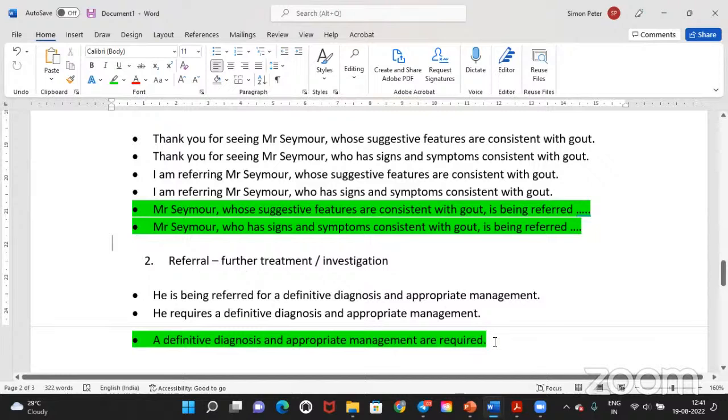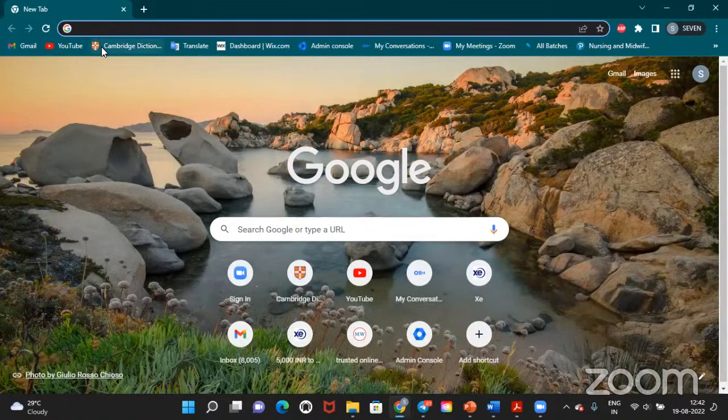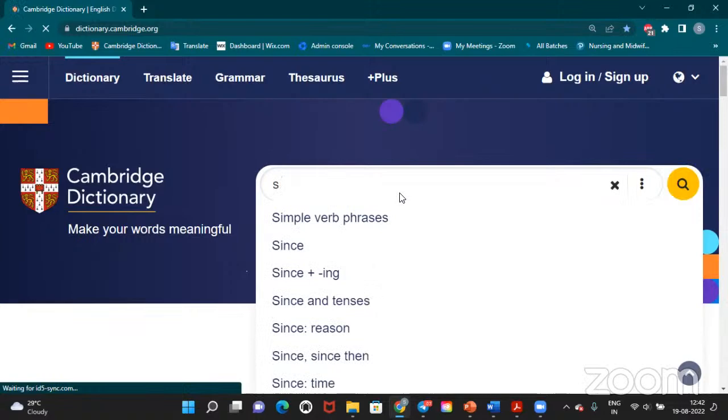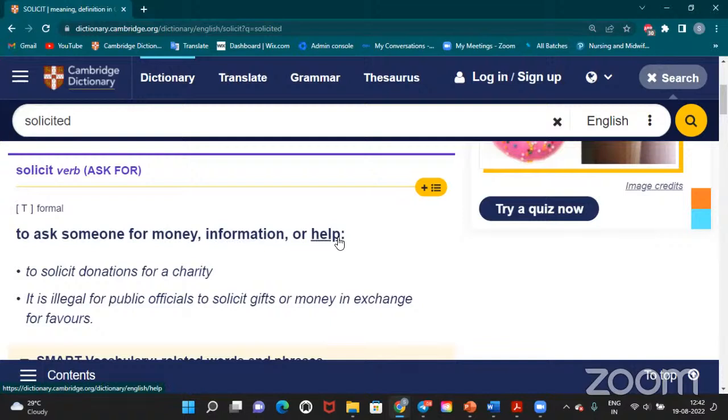Or solicited. Another one. A definitive diagnosis and appropriate management are solicited, are required. Instead of required, you can say solicited. What do you mean by solicited? Let us see the Cambridge Dictionary. Solicited. To ask someone for money, information, or help. So, solicited means asking for help.